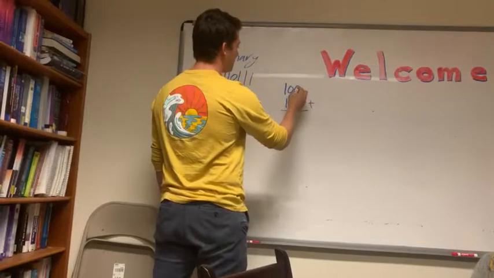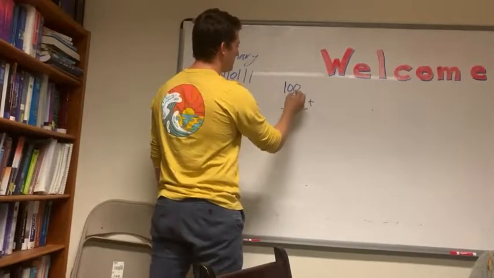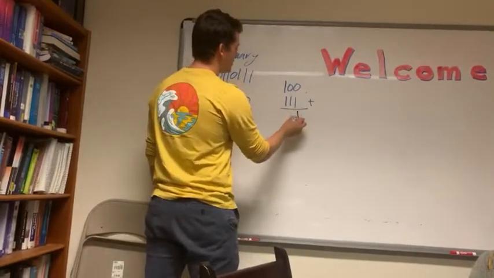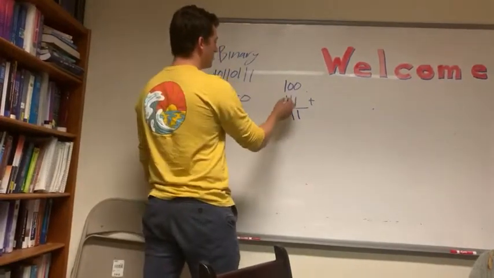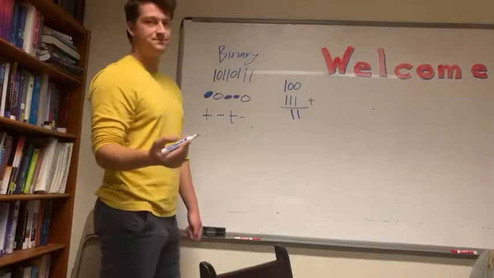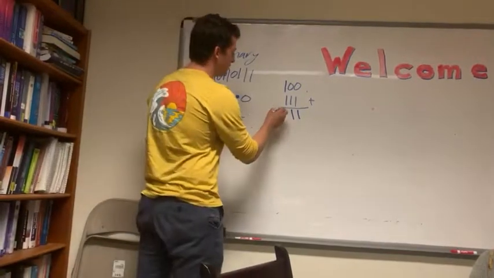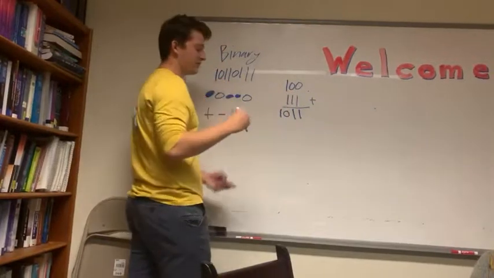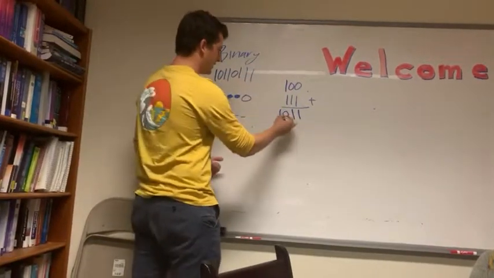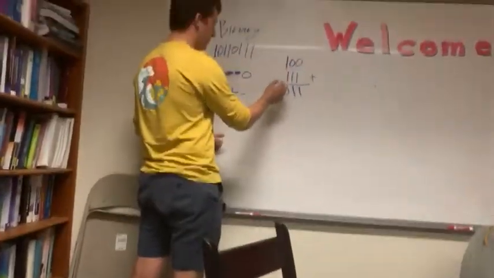So if we were to add this, 0 plus 1, that's still a 1. 0 plus 1, that's a 1. But 1 plus 1, it isn't 2. It would actually be what looks like a 10 to us. So 1 plus 1, it would be a full digit here. So we go to 0 and then we carry the 1 over and bring it down.